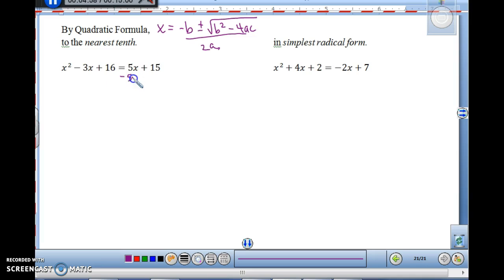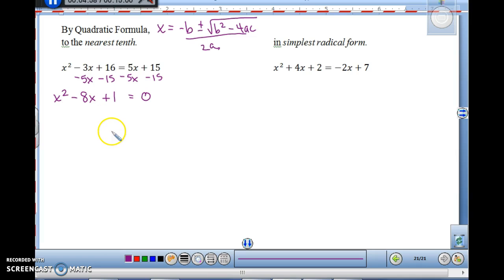We're going to minus the 5x and minus the 15. So minus 5x goes here, minus 15 goes here. So that gives me x squared, negative 3 and negative 5 is negative 8x, 16 and negative 15 is plus 1, is equal to 0. Okay, so this one doesn't factor anyway, so we can't double bubble it, but we have to use the quadratic formula. So we're going to round this to the nearest tenth, so we just have to use the formula.